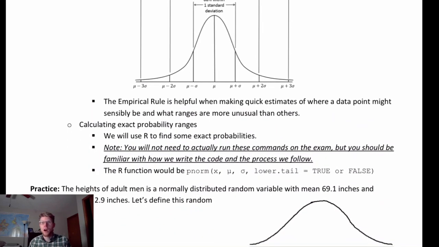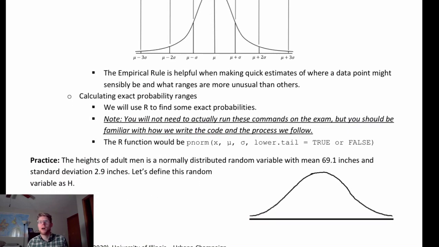We're going to be using R in this class for doing some very limited calculations of areas under the normal curve. We'll only be doing it in this chapter, and we'll probably be using hypothesis test functions later on anyway, but it's good to have just a little bit of exposure to a function like pnorm, which can help us find the area under the normal curve for a very specific range of values.